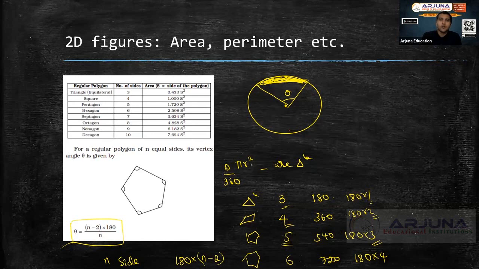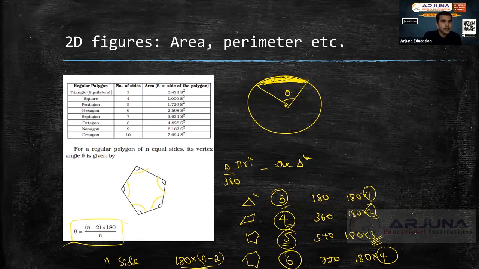See, for 5 sides it is 3, for 4 sides it is 2, for 3 sides it is 1, for 6 sides it is 4. So whatever the number of sides n, it has to be n minus 2. So I have taken it as 180 into n minus 2. Then what is that particular angle? If it is a regular polygon, all these angles are equal, which means I will divide the total angle by n.